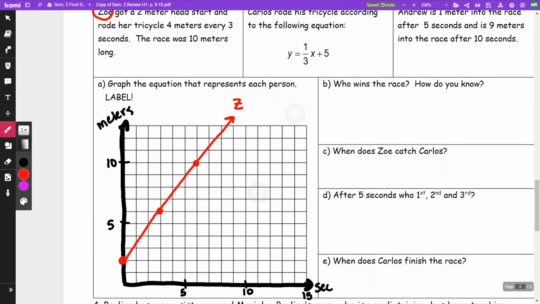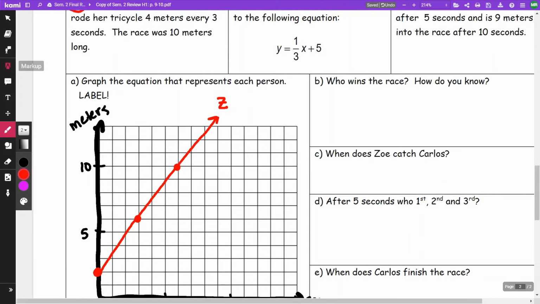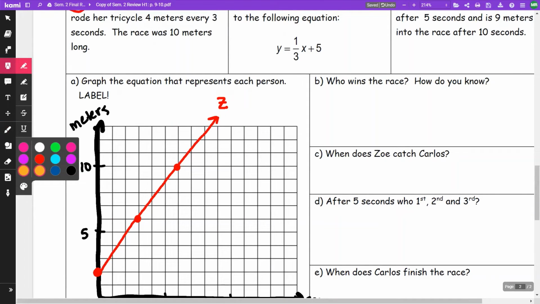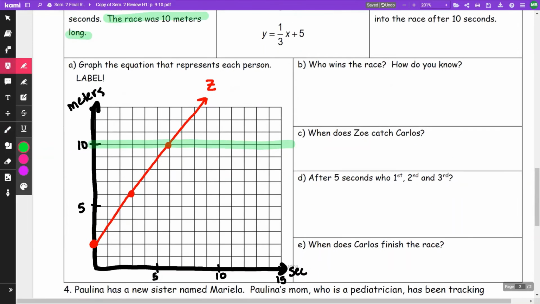Now it also says here that the race is 10 meters long. So I'm going to come to 10 and just put a horizontal line there just so we know that's the end of the race. So right now I know that Zoe took 6 seconds, because if I came straight down here, we see that that would be 6. Get rid of these, sorry.